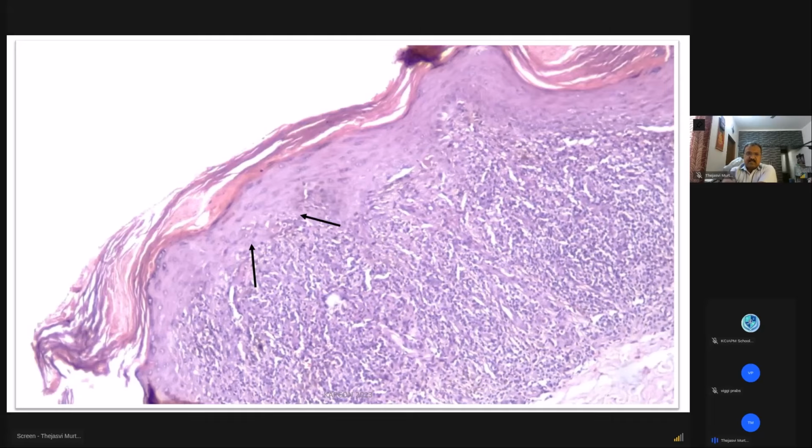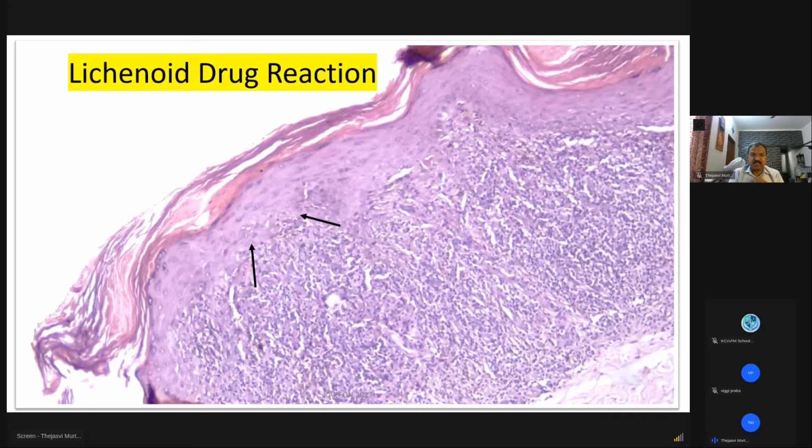Now you're seeing something else here. In this band-like inflammation, where the arrow is pointing, the lichenoid inflammatory infiltrate is going a little above, closer to the granular layer, close to the top of the epidermis, where we see this specifically in lichenoid drug reactions.